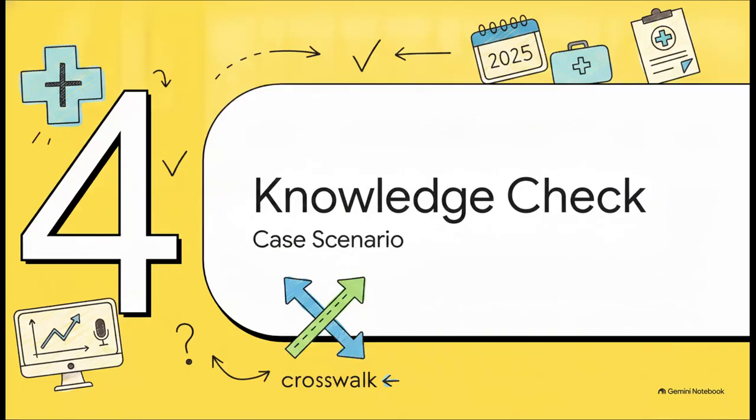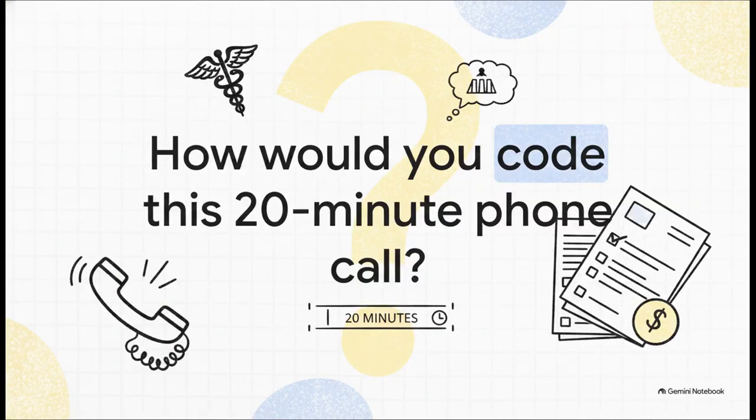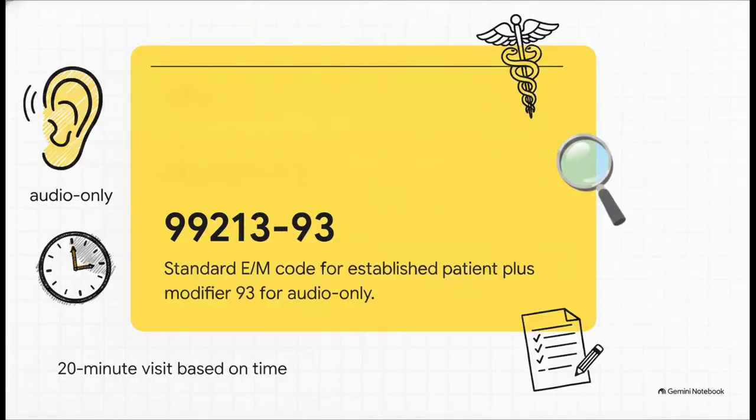Knowledge check applied. Time to put this into practice with a real-world scenario. Imagine a nurse practitioner does a 20-minute phone call, so audio only, with an established Medicare patient to adjust some blood pressure meds. Keeping our crosswalk rule and technology modifiers in mind, how exactly would you code this encounter? If you said 99213 with modifier 93, you hit the nail on the head.